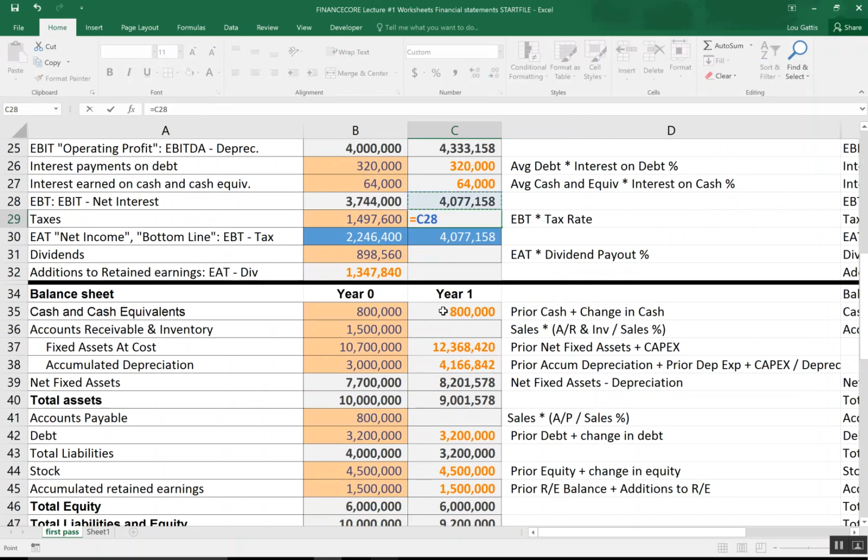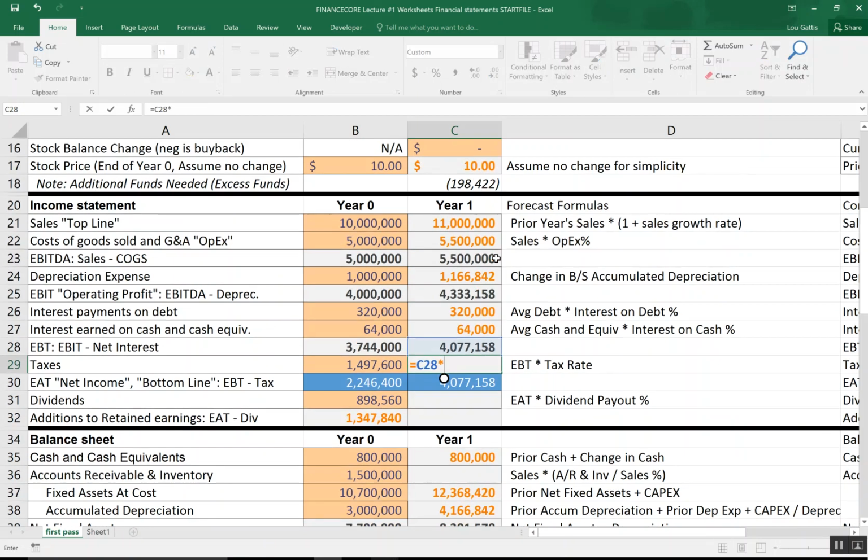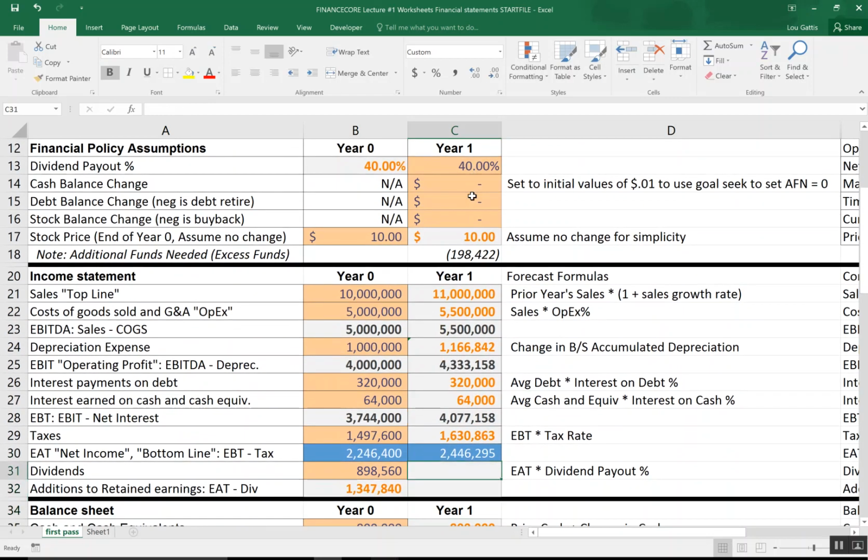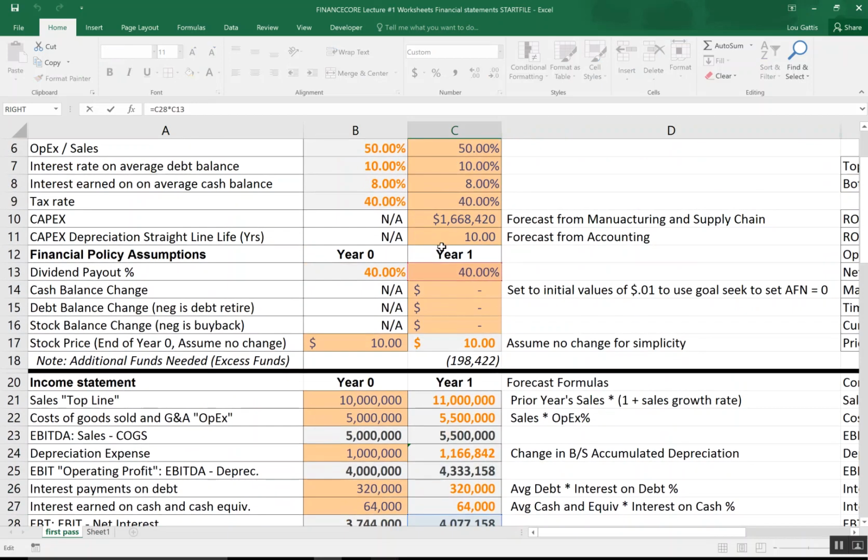Taxes are going to be earnings before tax times the tax rate. We'll assume that stays steady at 40%. Whoops, wrong 40%. That should be this 40% right here, the tax rate. Make sure you change that.